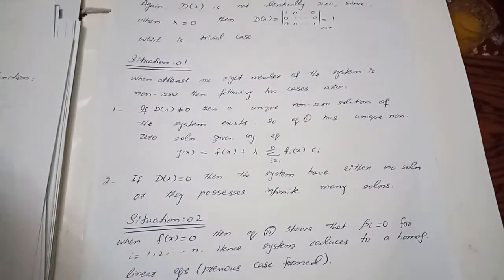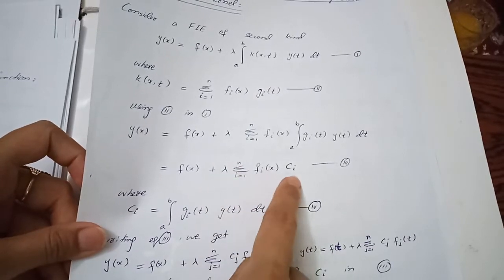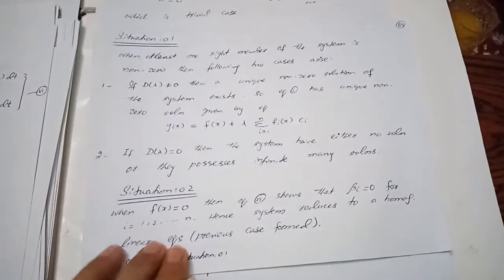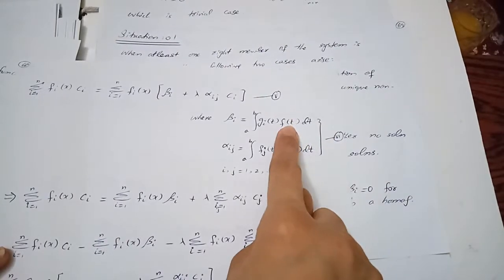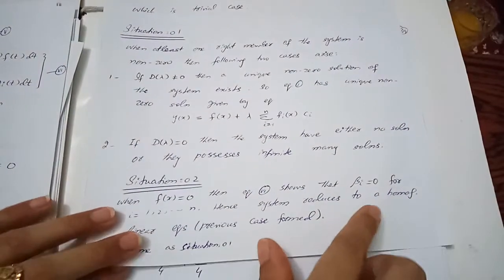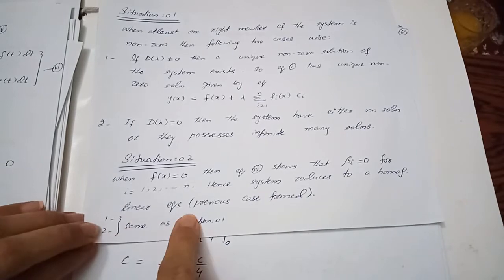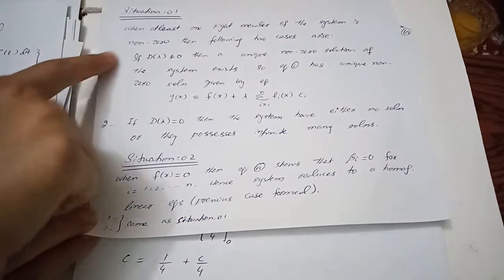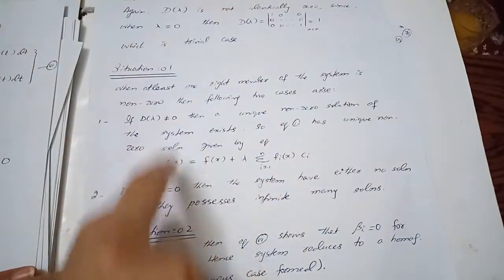You know that this is your y of x equals f of x plus lambda sum over i equals 1 to n of phi i of x times C i. If your f of x is 0, it means your equation is homogeneous, then in equation 6, f of t is going to be 0. So betas will be 0. This shows that beta i is 0 for all these values, and the system reduces to homogeneous linear equations, and when it reduces to homogeneous linear equations, these two cases will come the same. The situation 1, case 1 and case 2, the same will be discussed here.